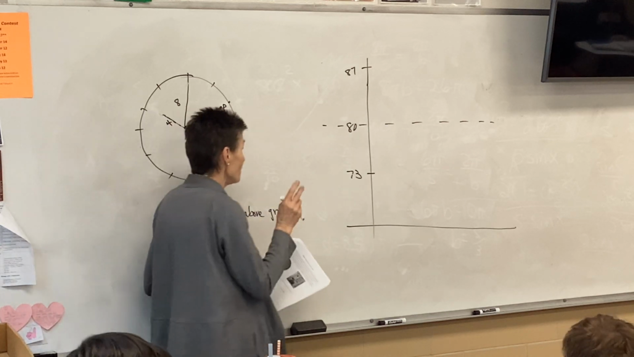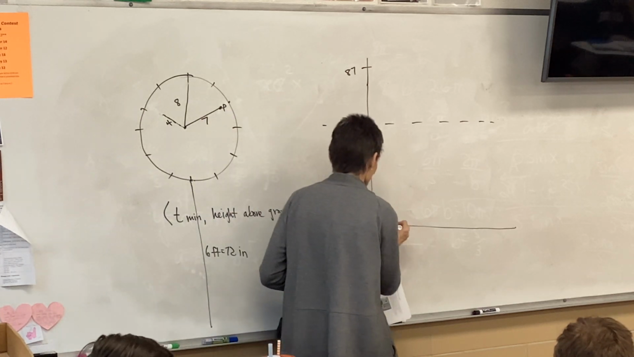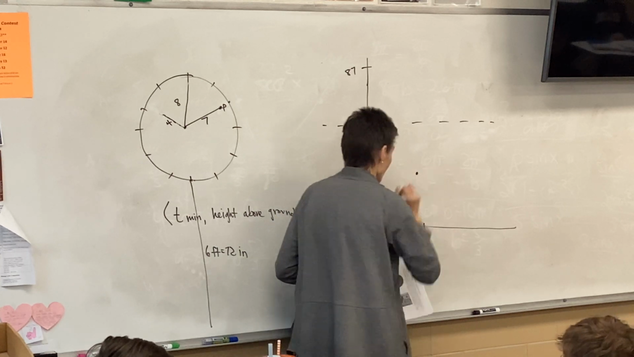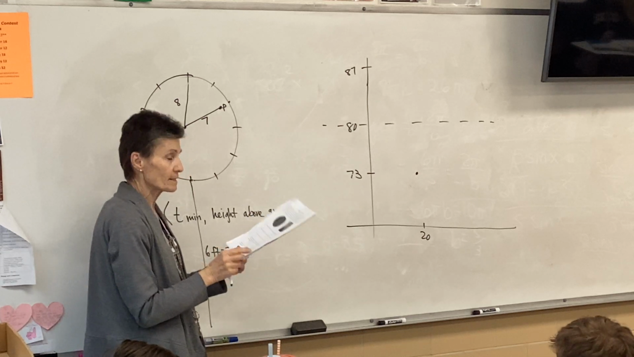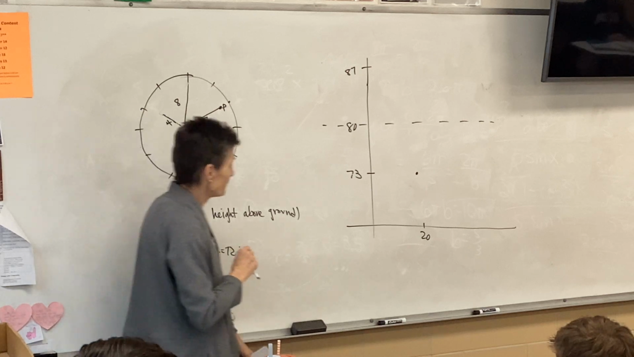20 more. So the minimum, remember we said was 73, so I'll just put 20 here. So here's my minimum. Would everybody agree with that? And then when's it going to reach its maximum? 50.